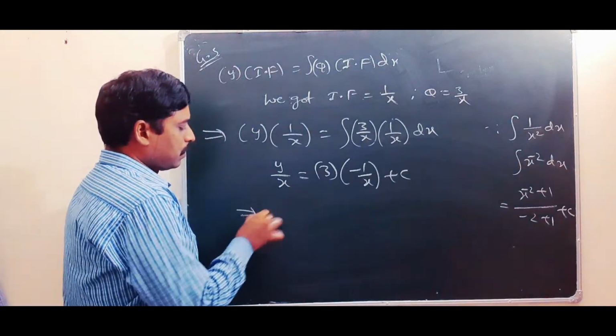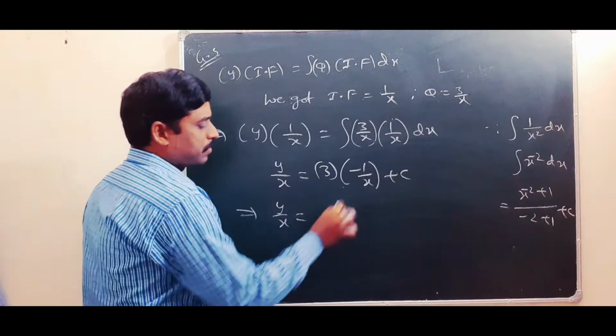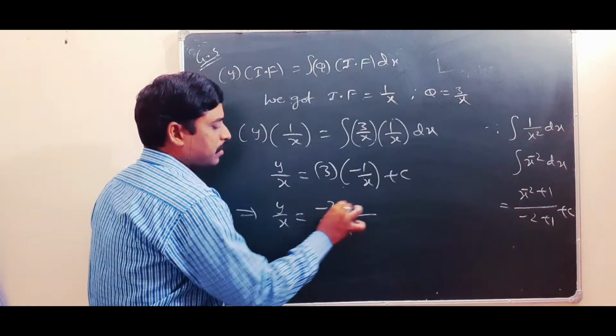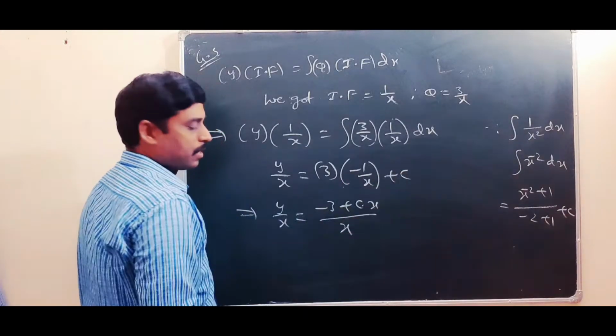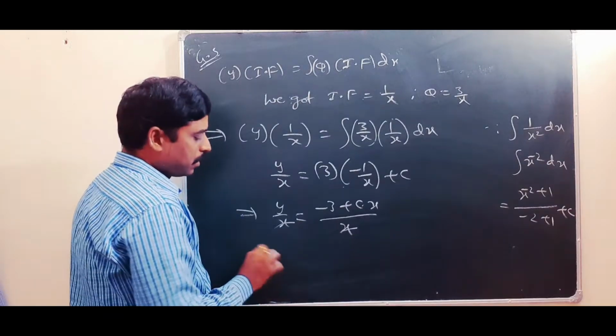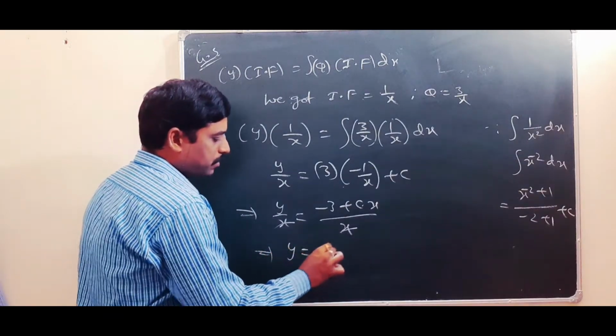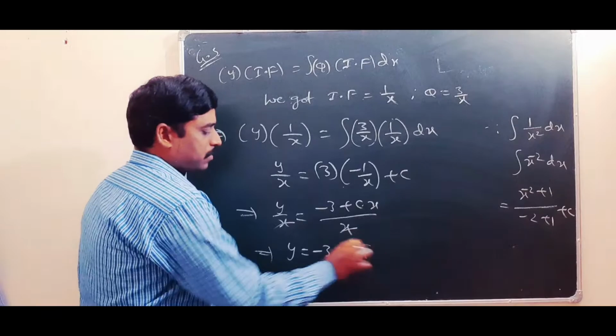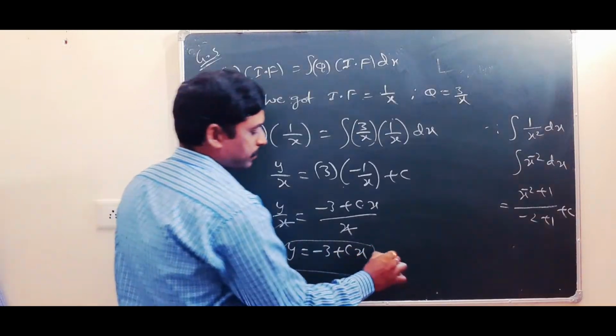Okay, let us do LCM. What is LCM? X is the LCM. Minus 3 plus cx. So LCM gets cancelled. So y is equal to minus 3 plus cx. So this represents a straight line.